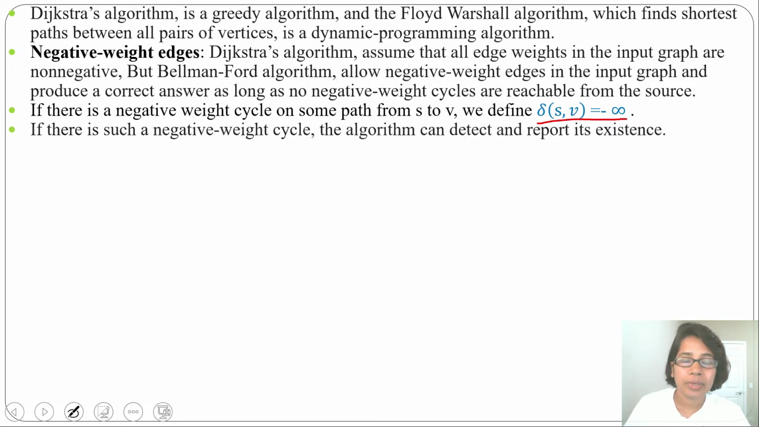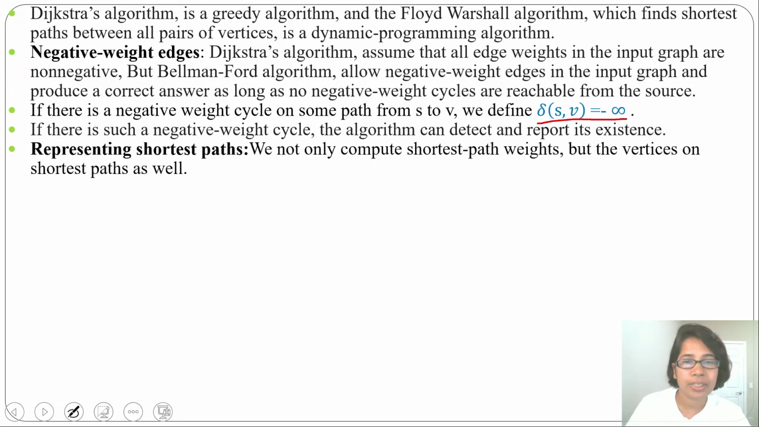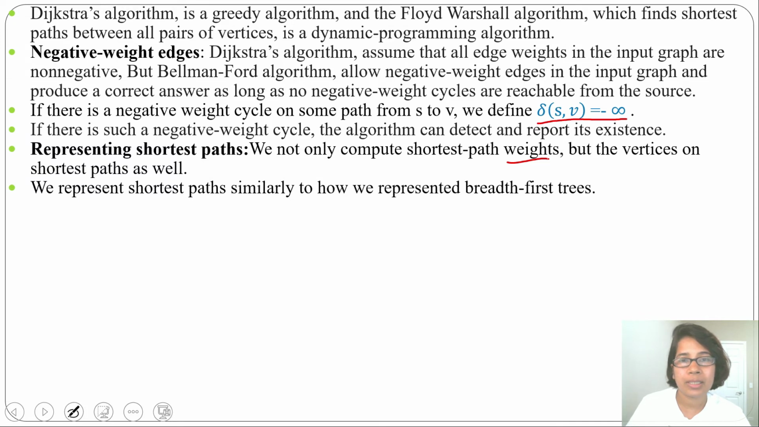So if a negative weight cycle is present, the Bellman-Ford algorithm will detect and report that a negative weight cycle is present. If no negative weight cycle is present, it can find the shortest path from the source to every other vertex, like Dijkstra. Next, representation of shortest path. We not only compute the shortest path weight, we also compute the path, meaning through which vertex it is reaching the destination. So we keep track of all the vertices.